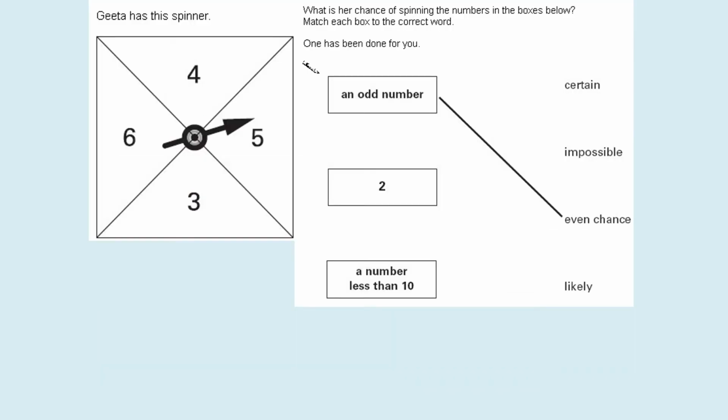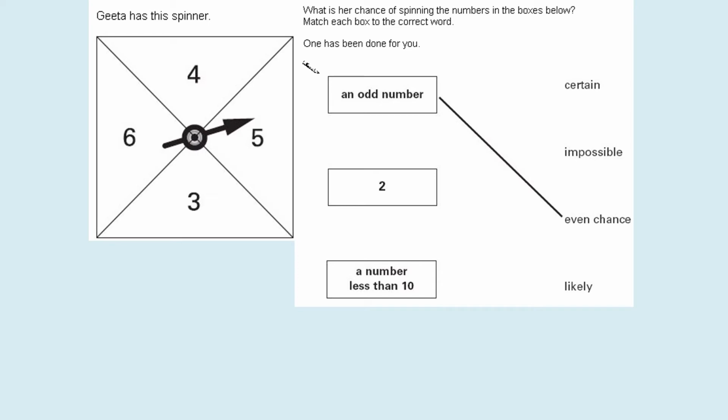Okay, so Geeta has the spinner. We have to assume that Geeta's spinner is a fair spinner, which means that any of those numbers, the 4, the 3, the 5, the 6, all have an equal likelihood of being chosen when we spin the little dial. So the question is, what is the chance of spinning the numbers in the boxes below? Match each box to the correct word. So one has been done for us.